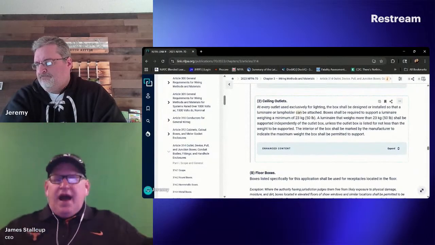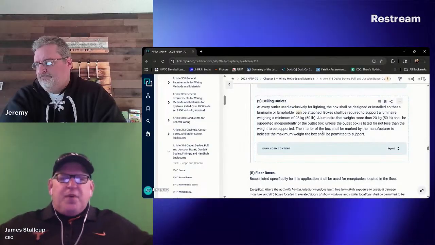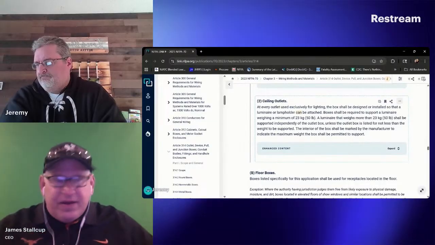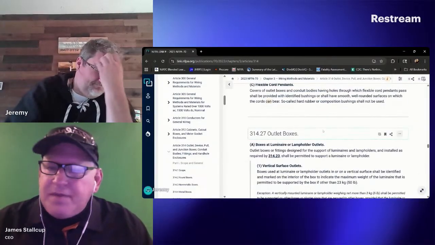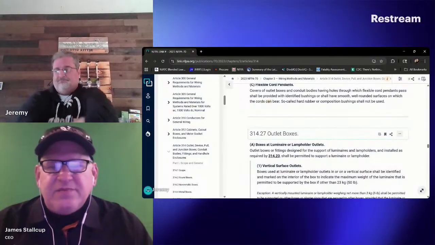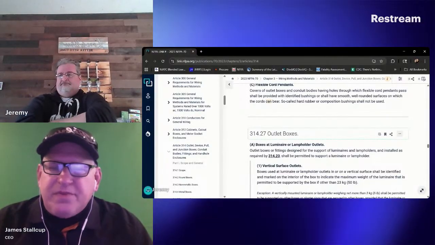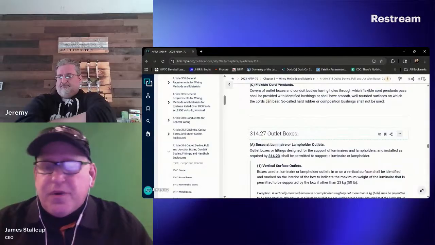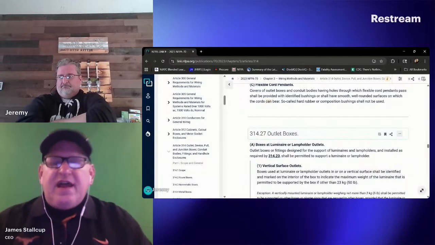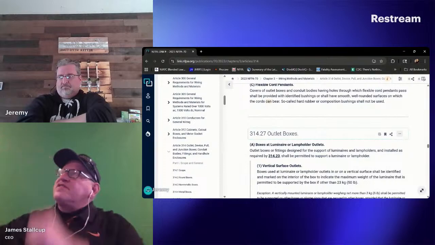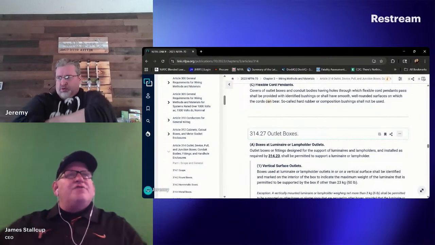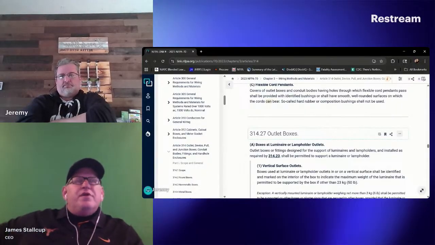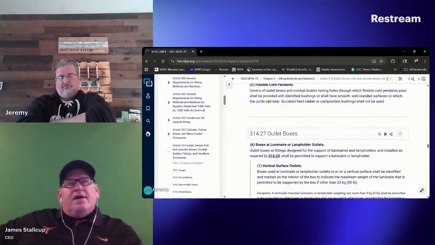Oh, wait a minute. I thought it was just a point. How do I put weight on a point? That's beside the point. Then it says the interior of the box shall be marked by the manufacturer to indicate the maximum weight the box shall be permitted to support. Now, let's just say I have a box up in the ceiling, and I come off of that box with some flex, and I go over to a luminaire. Where's the outlet now?